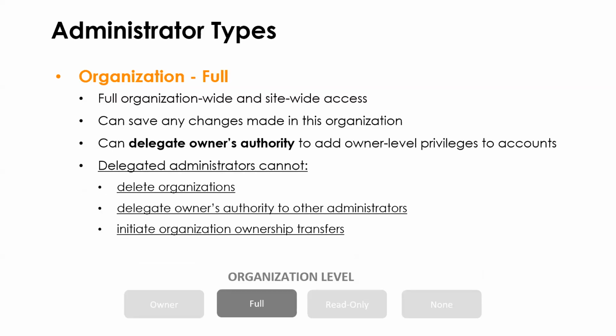The next level of admin, and this is what probably most of your techs are going to be, is full access. By putting them at the full level, that means they have access to all sites in that organization, and they have the ability to change and edit any settings in it. You also have the option to delegate ownership authority, which grants those admins most of the features that only the owner typically has. Now, if you've delegated ownership authority to a full admin, they still cannot delete organizations.